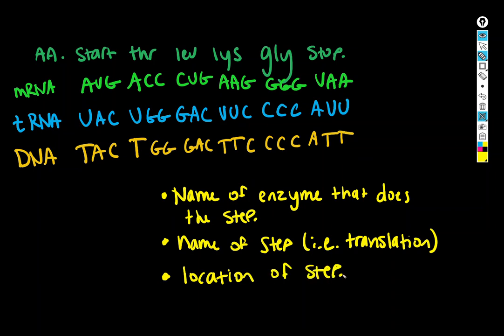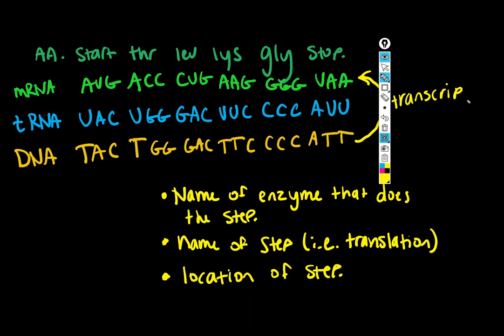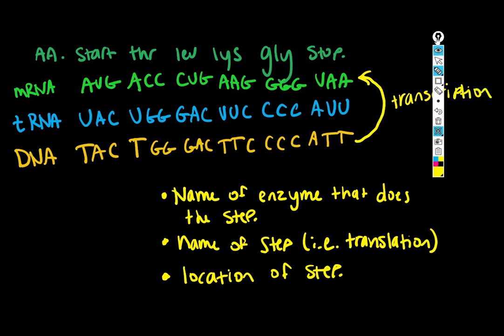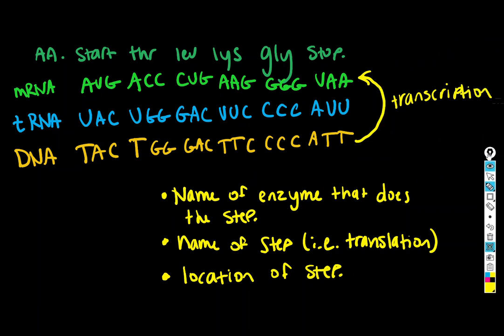So, for example, to go from DNA to mRNA is called transcription. Let's move this. Transcription. And the location for that step is the nucleus, right? So that's an example of some things to be aware of, just so that you can make sure you're showing me that deep knowledge, showing me really complete mastery, so you can earn as many points as possible.